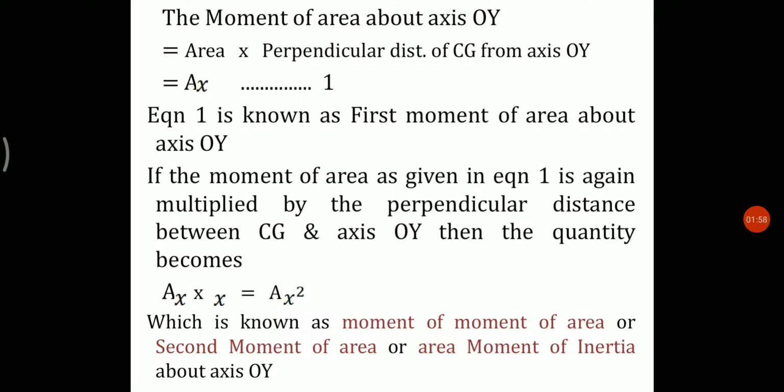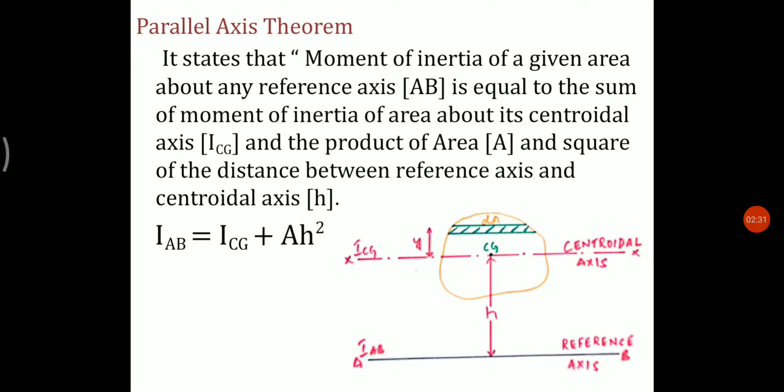Now this is known as moment of area, or second moment of area, or area moment of inertia about axis OY. Also the area can be replaced by mass. Sometimes we will also represent it with respect to mass, and similarly we can introduce mass there. In that case it will be moment of mass, or second moment of mass, or mass moment of inertia. Now let us understand this parallel axis theorem.